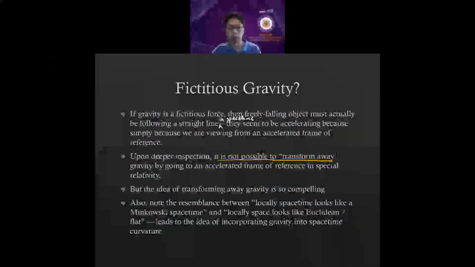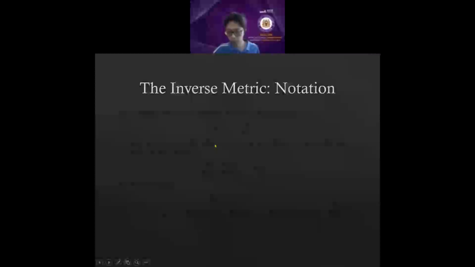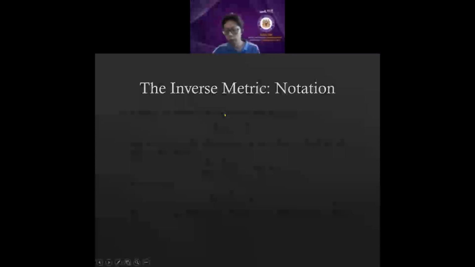In arbitrary coordinates, and in GR, straight lines in curved spacetime. This led us to the next topic, which is on the geodesic equation. But before I talk about the geodesic equation, I just wanted to say a few words about the inverse metric. In particular, I wanted to talk about the notation that we're going to use, because the inverse metric is going to appear in the next few slides.